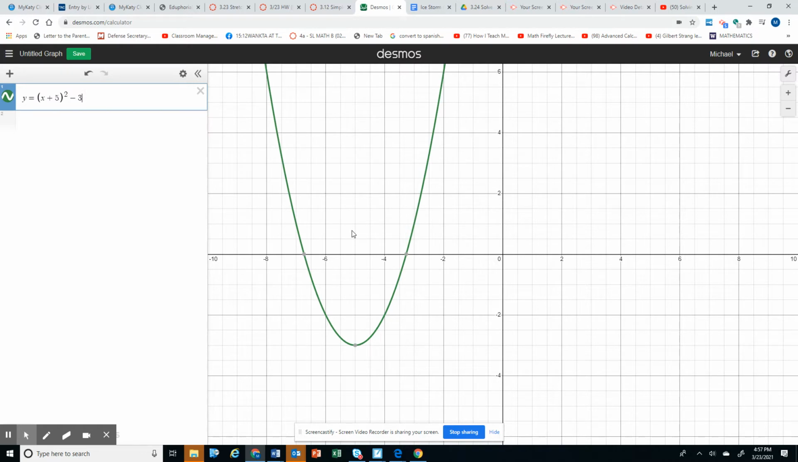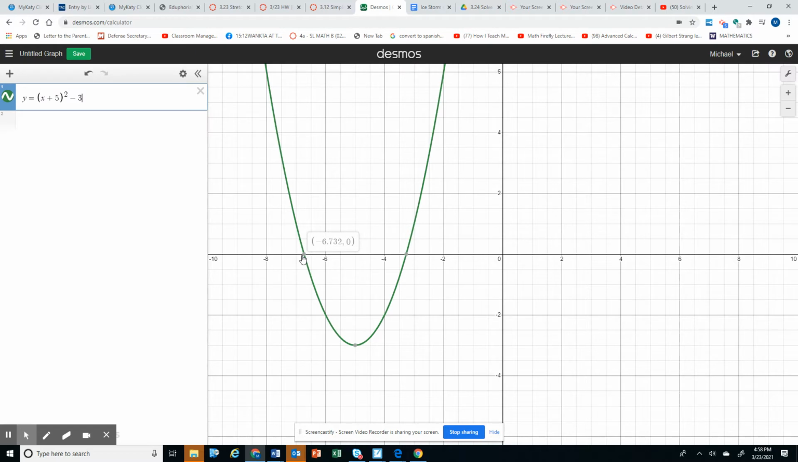And my zeros, again, the zeros are where the line crosses the x-axis. And that's going to be, let's see, this is -2, this is -3. So it's somewhere between -3 and -4. I'm going to say -3.3 according to the graph, and the other one is -6.7. Okay, so graphically, those are my zeros.